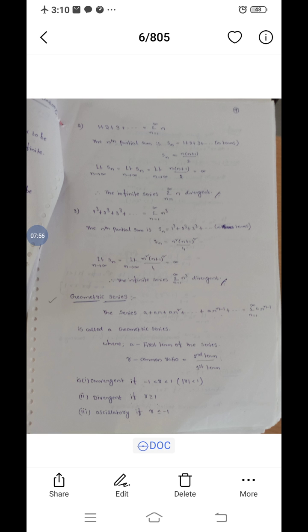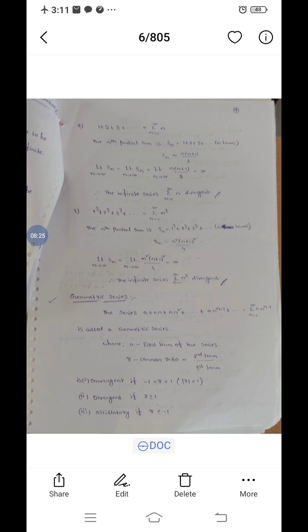In this geometric series, a is the first term of the series, and the common ratio is given by the second term divided by the first term, or the third term divided by the second term, or the fourth term divided by the third term. Like this it continues. The common ratio is denoted by r. So the ratio between successive terms should be the same.